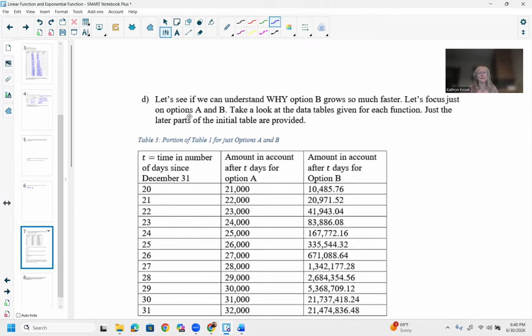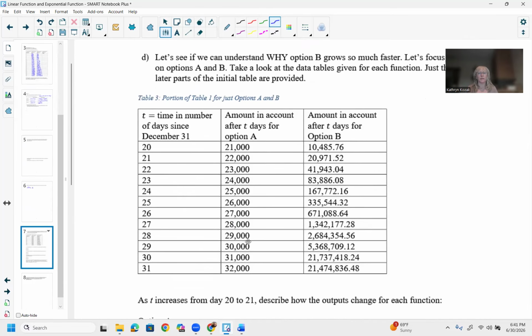All right, now let's see if we can understand why option B is growing so fast. Let's just focus on option A and B. Let's take a look at the data values that are given. Just the latter part of the initial values was provided. So I'm just giving you some of it, not doing all of it again.